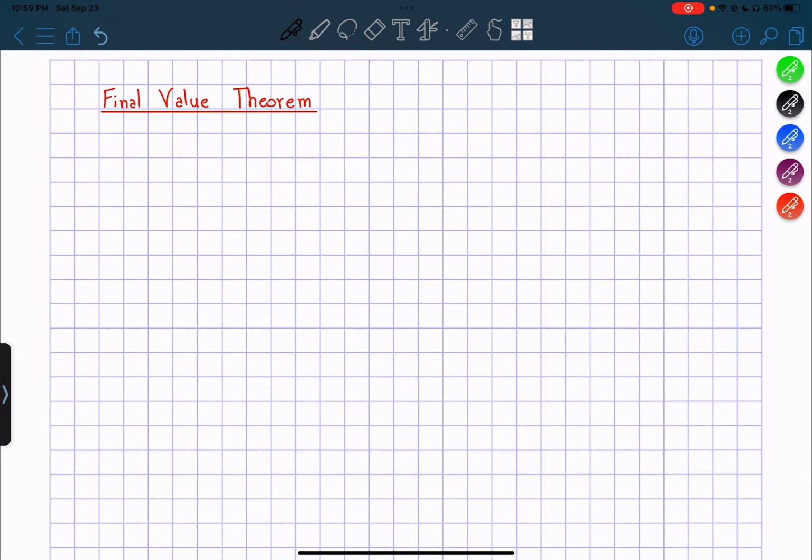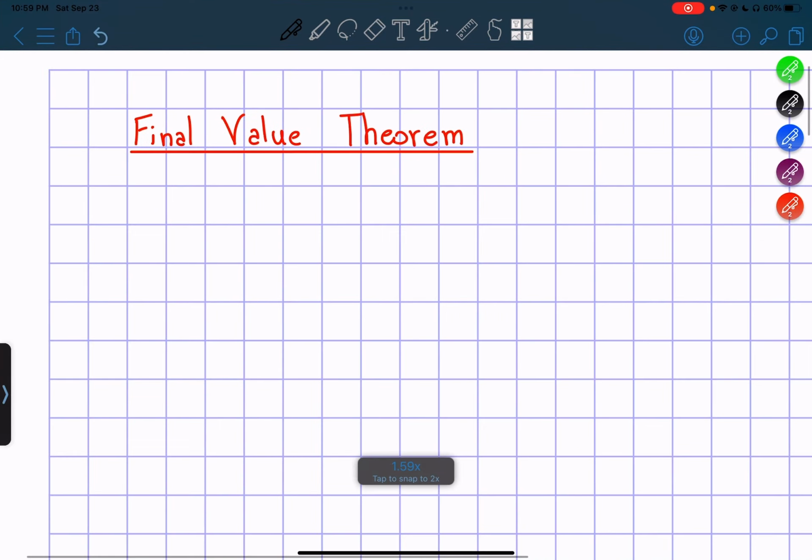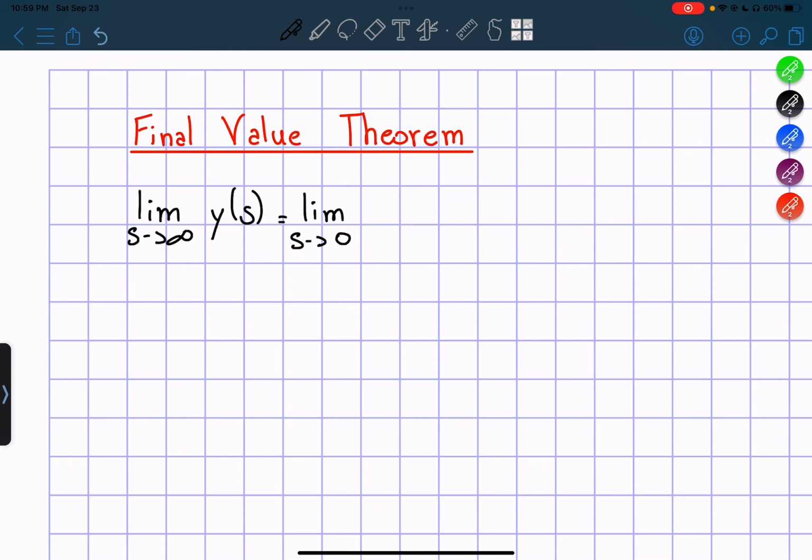Let's talk about the final value theorem. What does it say? Well, it says that the limit as s approaches infinity of little y of s is going to be the same thing as the limit as s approaches 0, which is a much easier number to put, of s times capital Y of s.